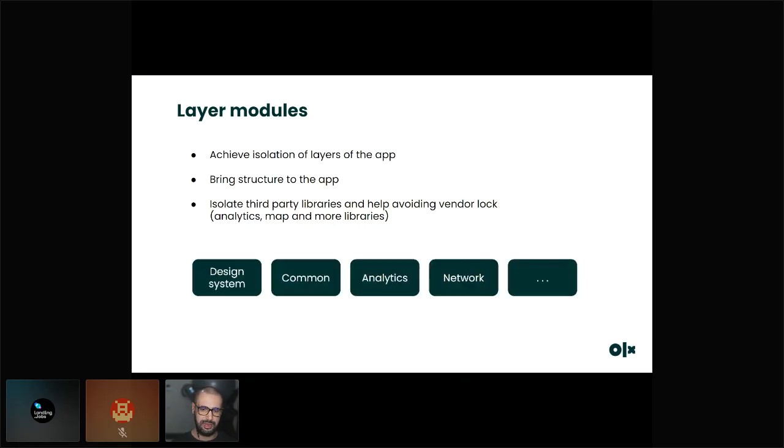An example of layer modules could be that you extract your design system. That's a layer, the base UI layer. You can have a module with common helpers and utilities that you are using. You can extract the analytics into its own layer module, or the network, etc. That, of course, always depends on the project itself.